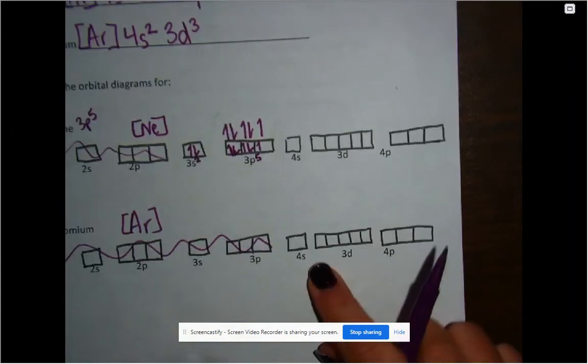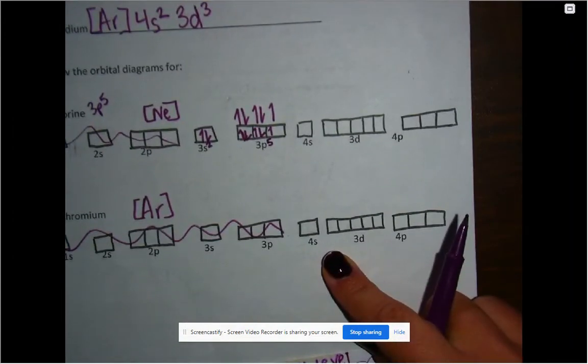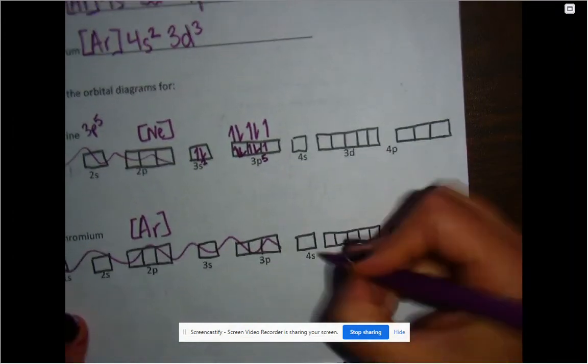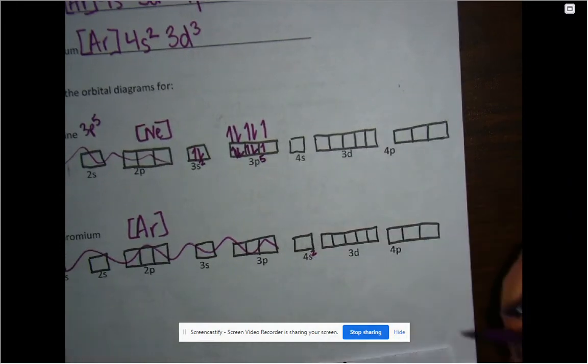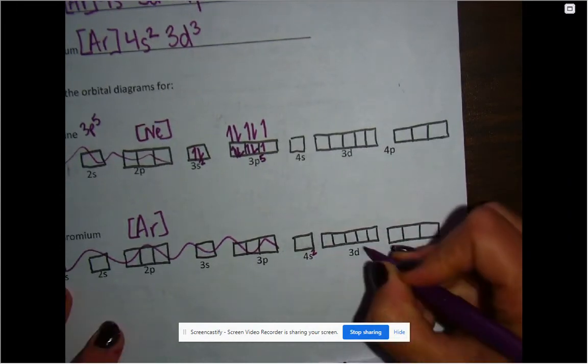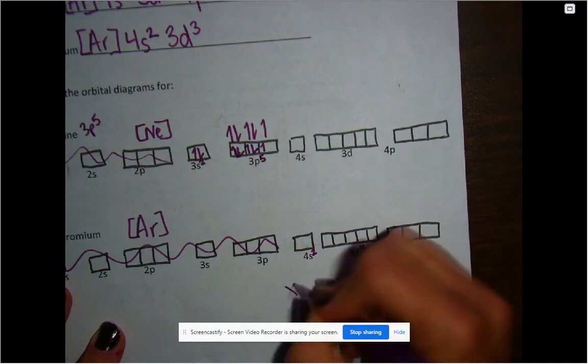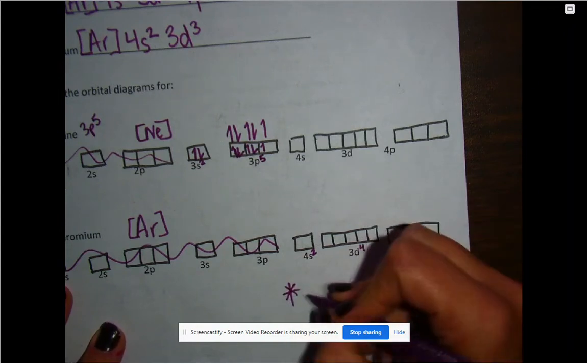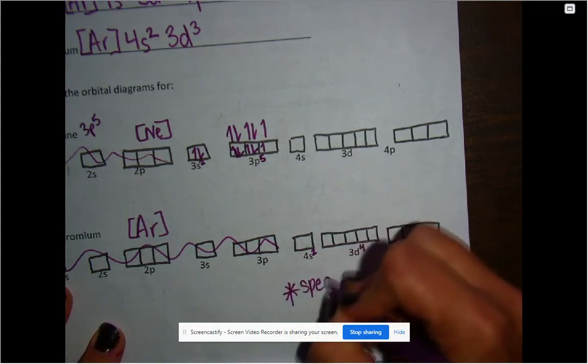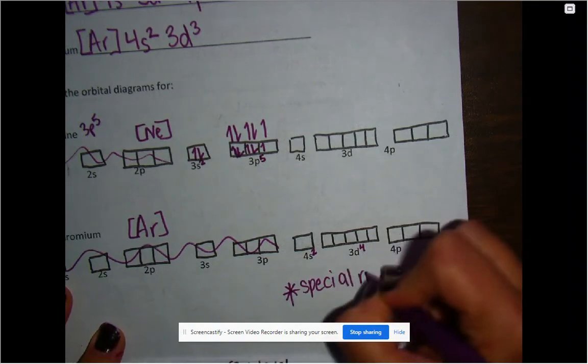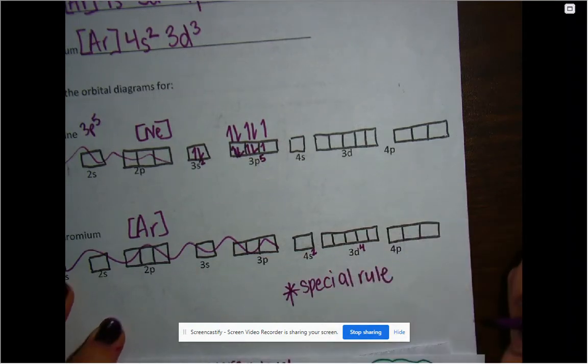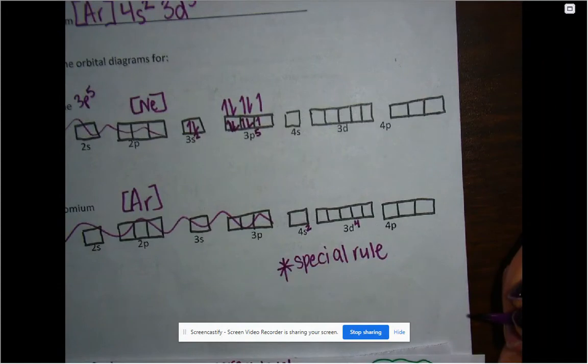So 4s. So after 3p6, we have 4s2. Where do we end for chromium? 3d4. Okay, then I want you to put a star and say special rule. And again, please note, I'm not going to test you over this, but I do want you to write it down just so you have the knowledge of it. And it applies to something like copper as well. And that's that halfway point and the full point.